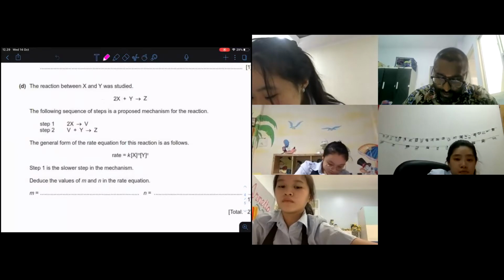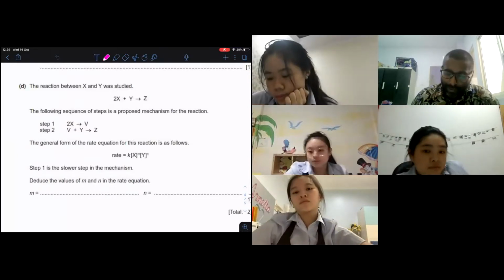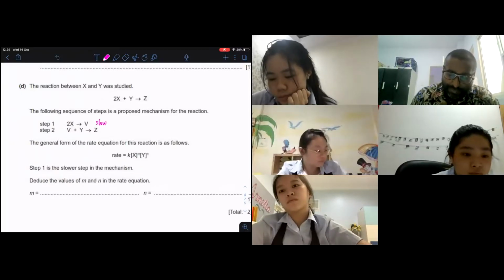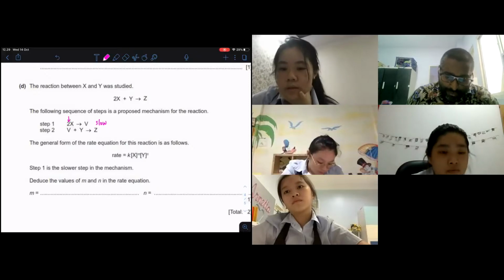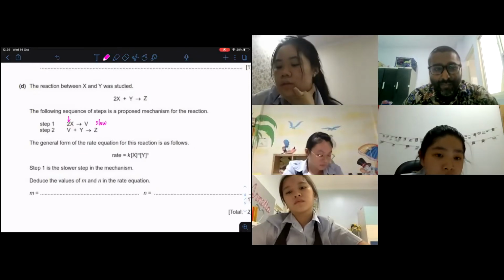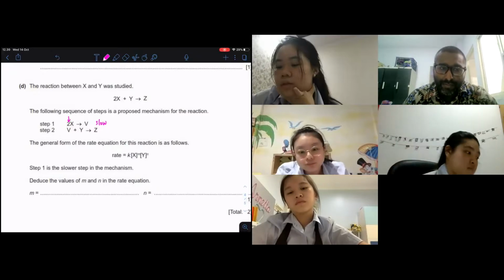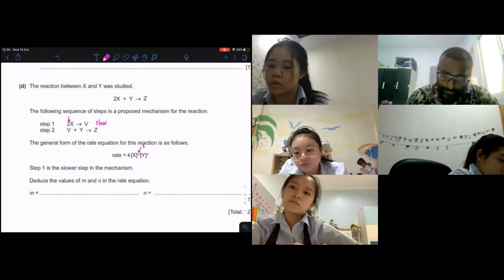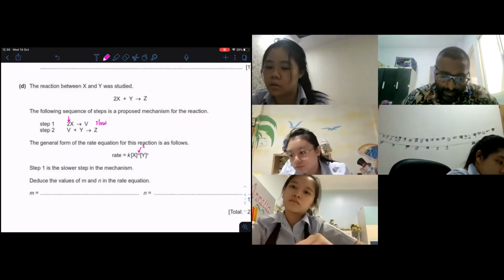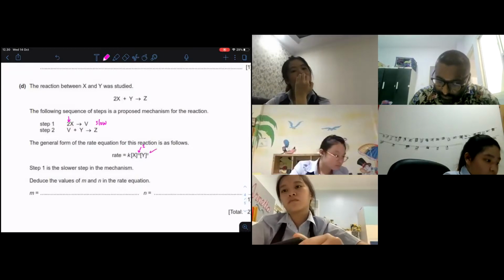Actually, this one, based on the video that I shared, if you have a slow step or rate determining step, the coefficient that you have in the rate determining step will become the order of the reaction. So if this is x, 2, this is going to be 2, and y is not in the rate determining step, so y should not be even here, so this is going to be 0.